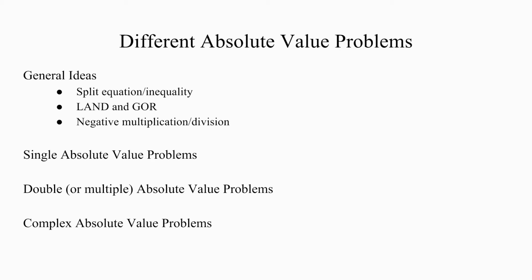Second idea is LAND and GORE. LAND represents a less than absolute value problem, and that means when we find our solutions, we want to make sure that both conditions are met. For GORE, which means greater than, for that particular absolute value problem, we're going to look at either solution and say that both are valid.